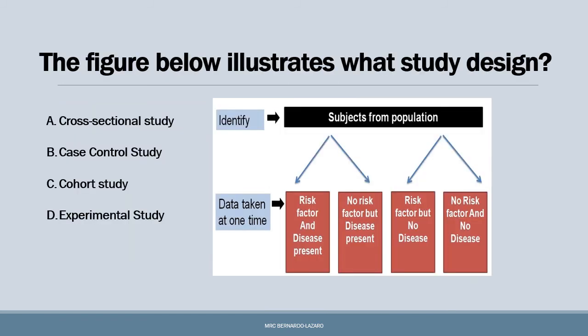Okay, this figure illustrates what study? Is it a cross-sectional study, a case control study, a cohort study, or experimental study? So you see, you have subjects from a population and all the data, those with risk factors, without risk factors, those with disease, those without disease, are taken at one point in time. And that's the clue there. So if you answered A, cross-sectional study, then you are correct.